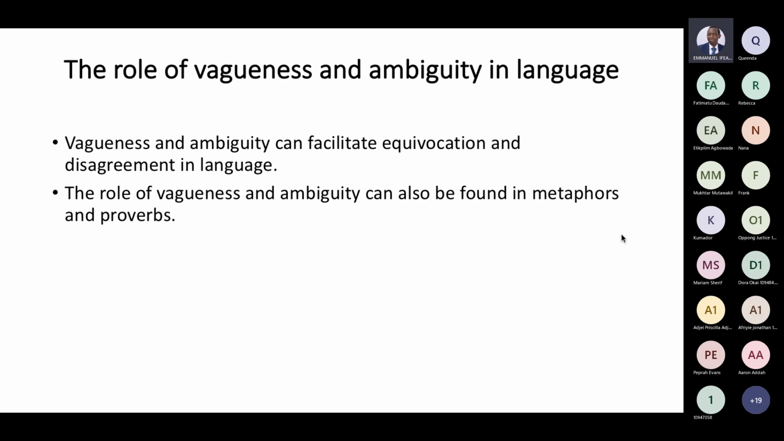The role of vagueness and ambiguity in language. Now, vagueness and ambiguity can facilitate equivocation and disagreement in language. Now, the role of vagueness and ambiguity can also be found in metaphors and proverbs. So that's some of the roles they can play.